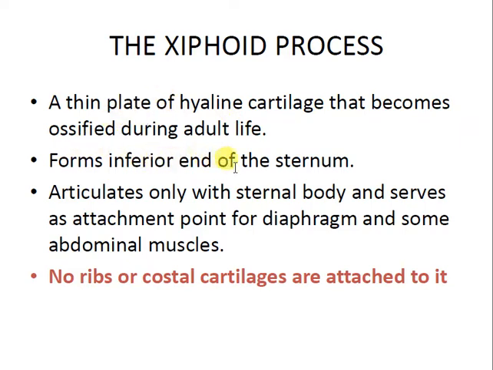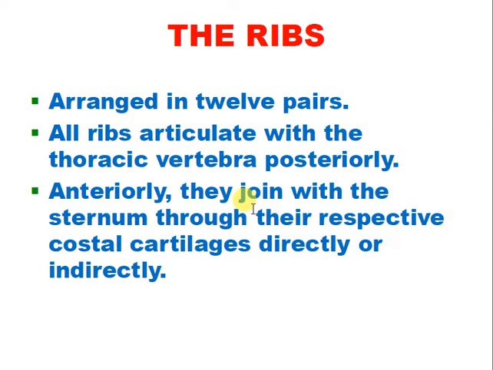Forms the inferior end of the sternum, inatengeneza inferior end of sternum. Articulates only with the sternal body and serves as the attachment point for diaphragm and some abdominal muscles. No ribs or costal cartilage are attached to the xiphoid process. Now let's move to the ribs.